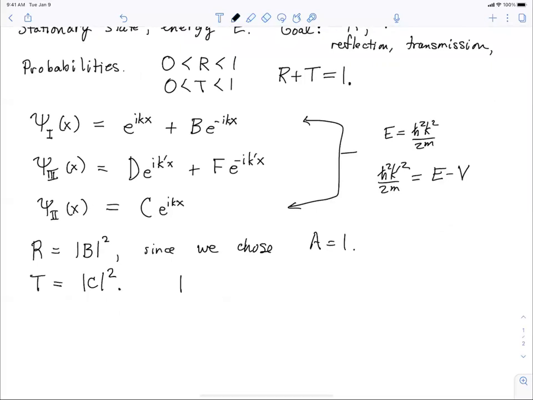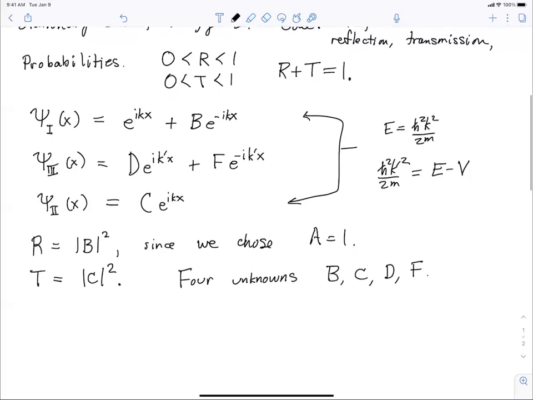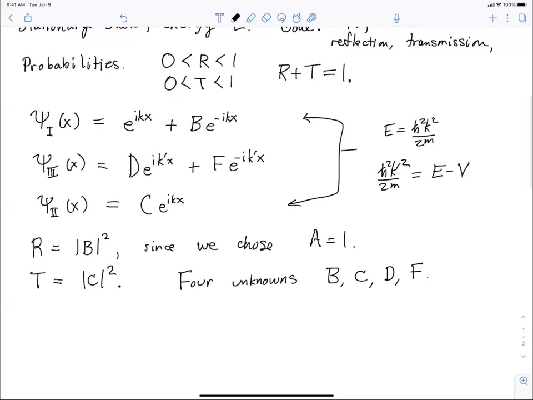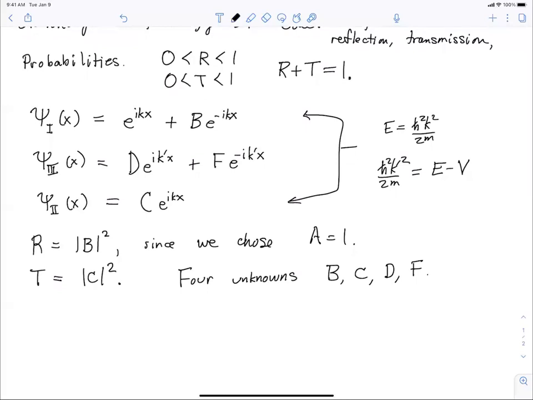Okay, and so we have, at this point, 4 unknowns, namely B, C, D, and F. And we want to solve for those, but really what we want to solve for is just B and C. We don't really care that much what D and F are, although in principle we would be solving for them along the way anyway.